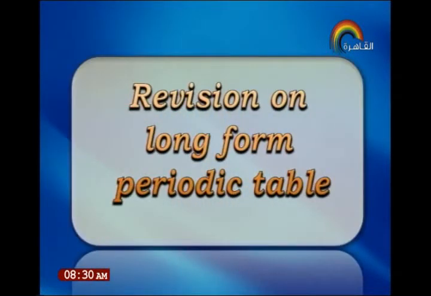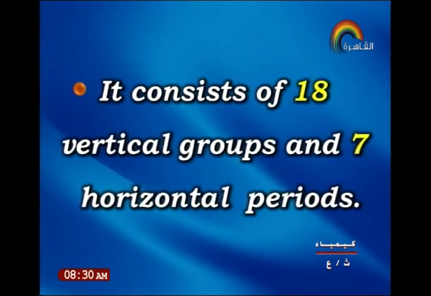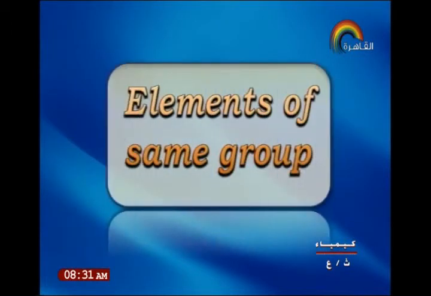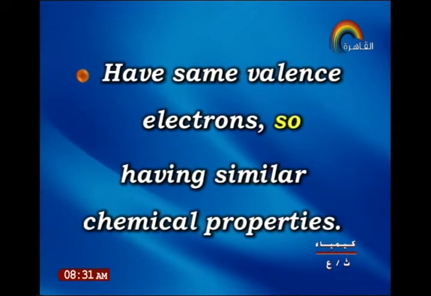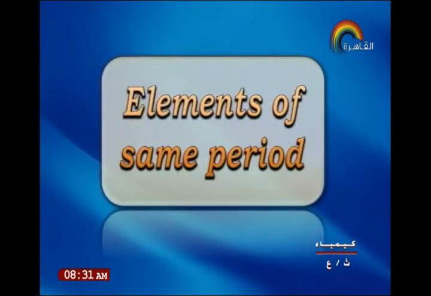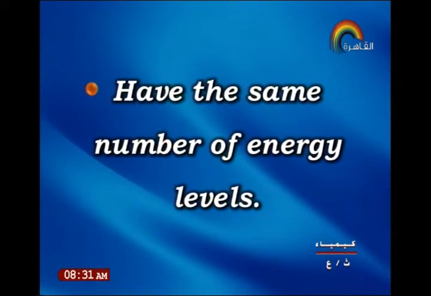First, my dear students, we are going to make a revision on the long form of the periodic table. The periodic table, which is called the long form periodic table, consists of 18 vertical groups and 7 horizontal periods. Elements of the same group have the same valence electrons, so they have the same chemical properties, while the elements of the same period have the same number of energy levels.